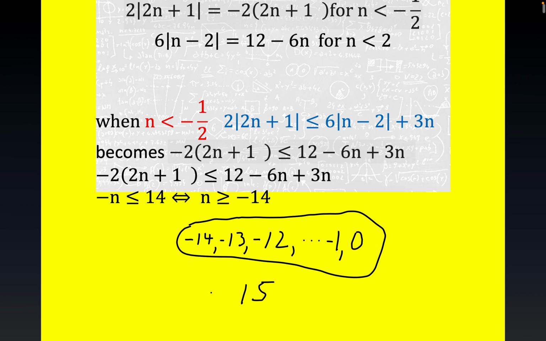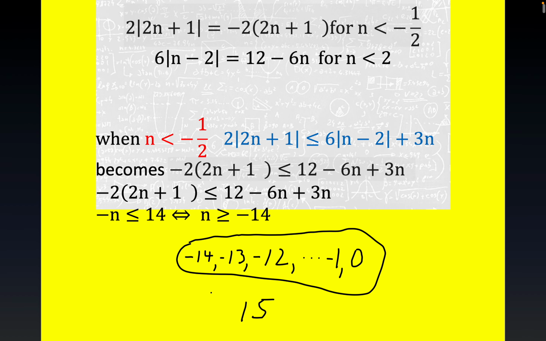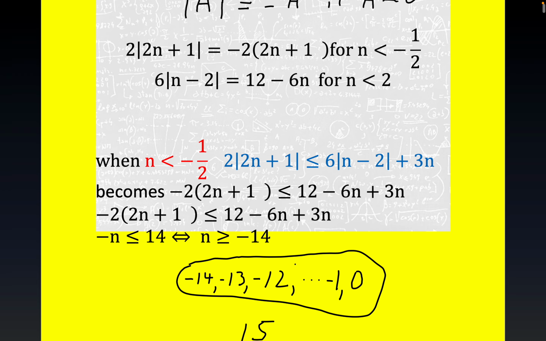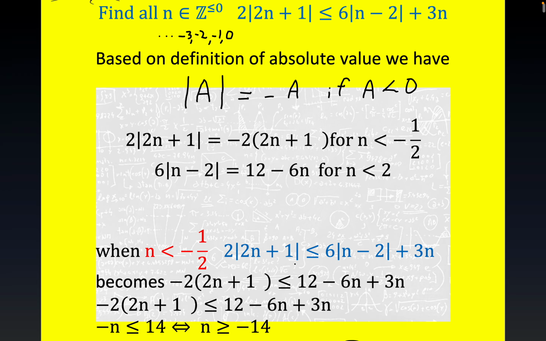Minus 15 would not work, minus 16 would not work, minus 17, and so on ad infinitum. Okay, this is the solution. There are 15 answers, and those are the answers.